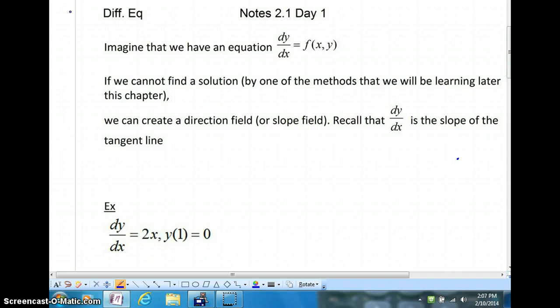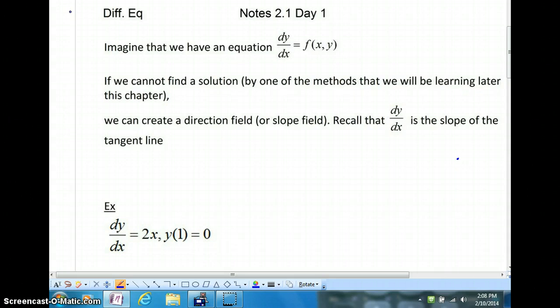Imagine that we have a differential equation. First order, dy/dx is equal to some function of x and y. So you could have x and y terms on the right. Let's just say we cannot find a solution. If we cannot find a solution, and by the way, in the rest of this chapter we're really going to look at different methods to do that. And even for the rest of the year, of course, we're going to be venturing off. But if you can't get a solution, you could at least get a slope field, a direction field.